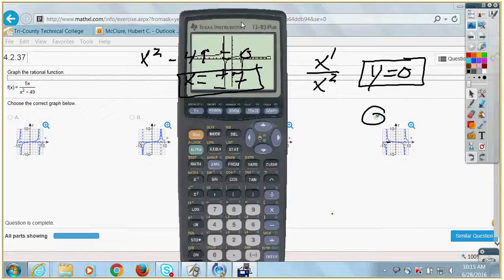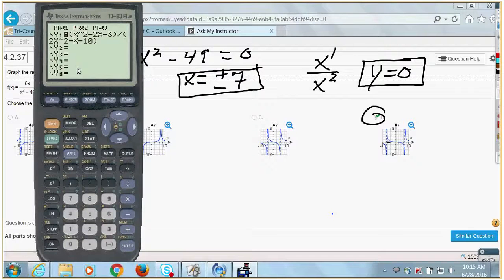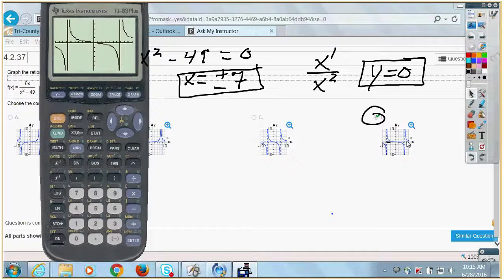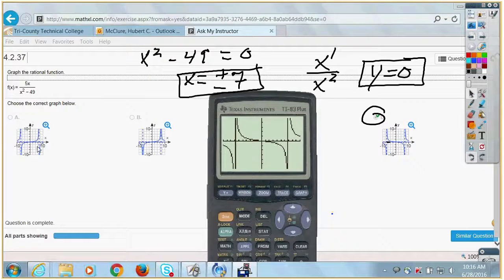And then if you're asked to graph it, just go y is equal to, parentheses, 5x, close parentheses, divided by, open parentheses, x squared minus 49, close parentheses, delete, and graph. And there it is. And of course you can see it looks like this one. You just have to check and see which one is not. You know it's not this one because it's going the opposite direction.